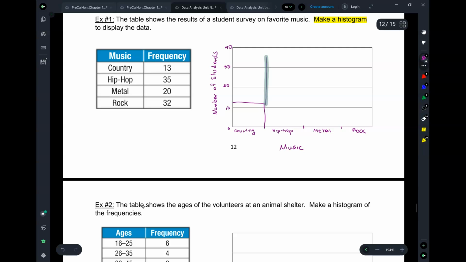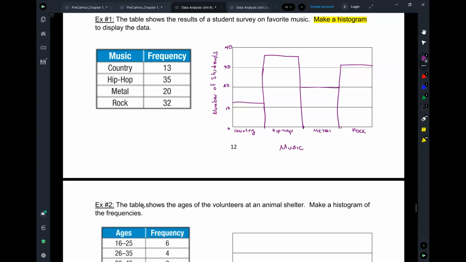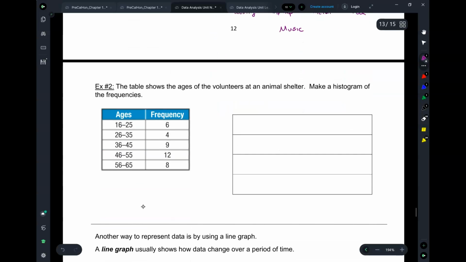Do you see how you have to make this stick here? So that's 35. And then how many people for metal? 20. And lastly, how many people for rock? That's 32. Okay, so that's how that looks. All right, so that's a histogram.